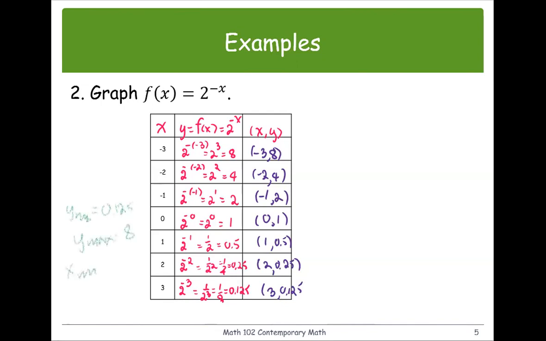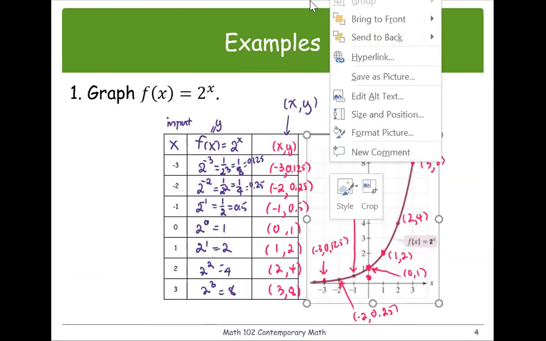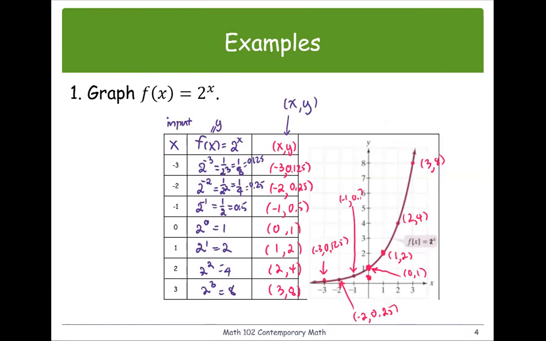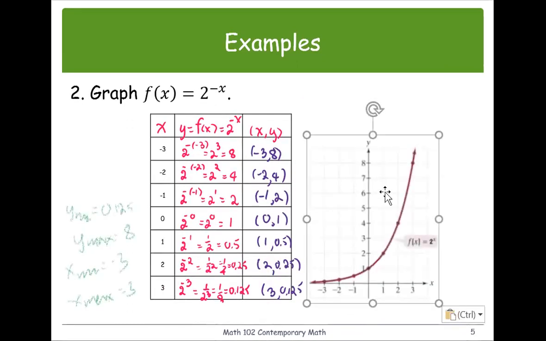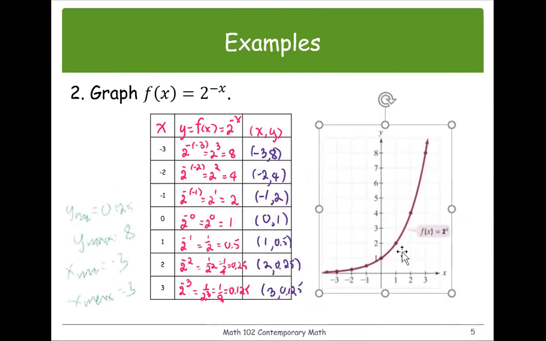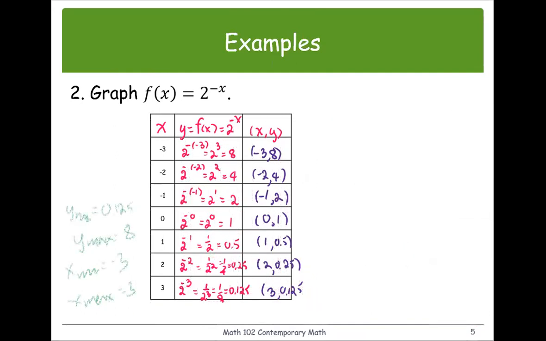The x minimum is negative 3, x maximum is positive 3. So to manage your graphing area, make sure that the scale covers the lowest y, the highest y, and the lowest x, the highest x. So I'm going to copy the graphing area from the previous one for our convenience. And then in this one, so we're going to get, oops, wrong one. So I'm going to just do it by hand, sorry.